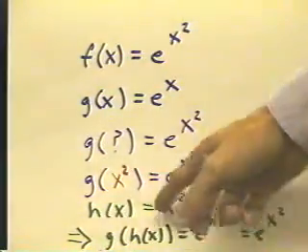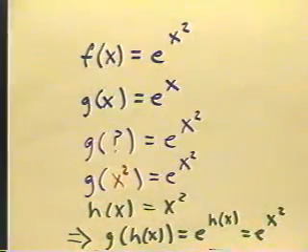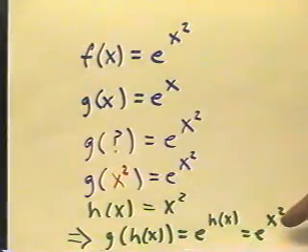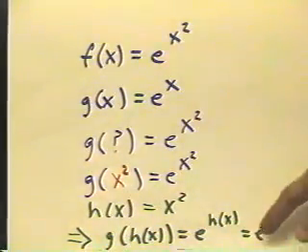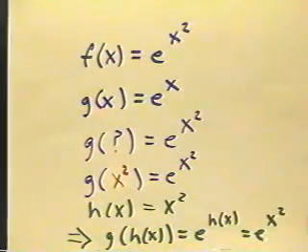E to the x squared is a composite of g of x and h of x. And I'll just say it's extremely important to be able to see how a function is built up as a composite. Your text will give you more information, more details, more examples, but this whole idea of a composite function is extremely important when you take derivatives.